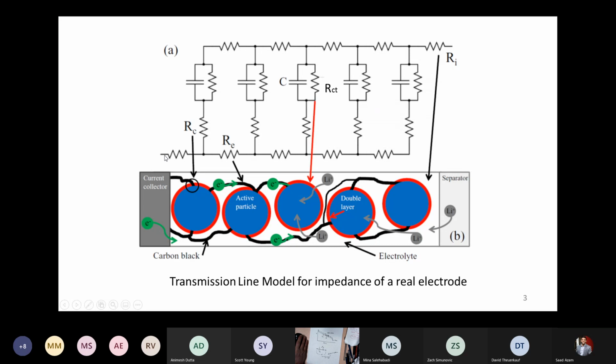These resistors down at the bottom row represent the electronic path through the carbon black to the particle. And then at this point, it is possible for the electron to go into the particle and combine with a lithium ion, which is coming through the ionic path of the electrolyte, and has to go past 1, 2, 3, 4 to the 5th particle. So it moves quite a ways through the electrolyte, lots of ionic resistance.